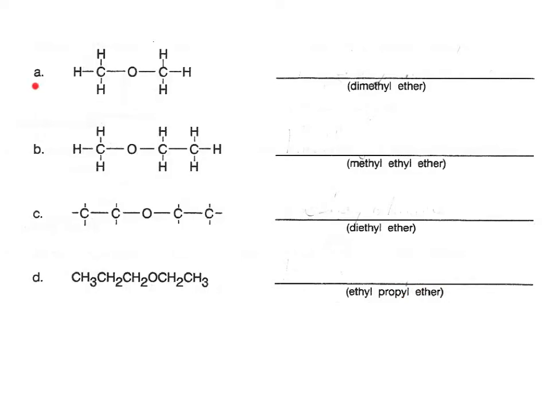So let's start with compound A. Step 1 is to find your functional group. We see our oxygen here. That indicates that there will be oxy in the middle of our name because it's in the middle of this carbon chain. Step 2, find the longest carbon chain. Both sides are one carbon, so it doesn't matter which side you pick. It will be meth. This is methane at the end of its name.